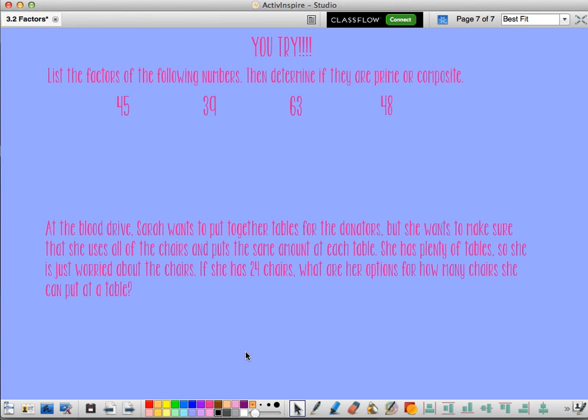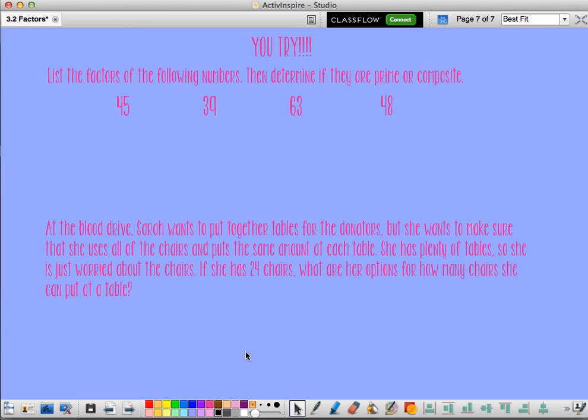All right, so all that I'm asking you to do here is to list the factors of the following numbers and then determine if they are prime or composite. And then what I'd like you to do is solve the problem below that talks about Sarah putting chairs and tables together for the donators at the blood drive. You just need to let me know how many chairs she can put in each group is a better way to say it.